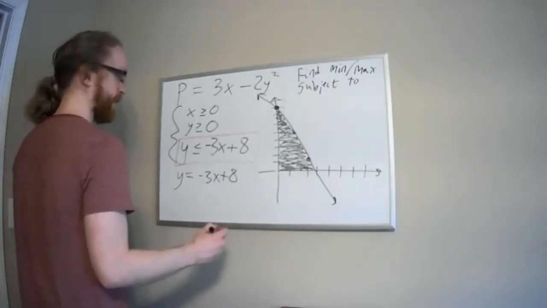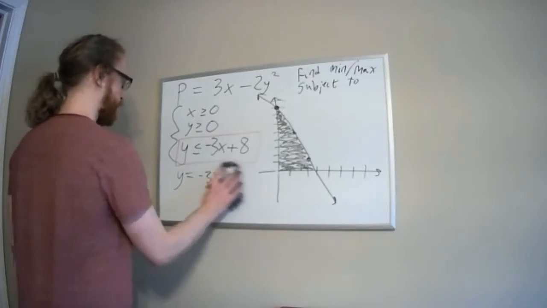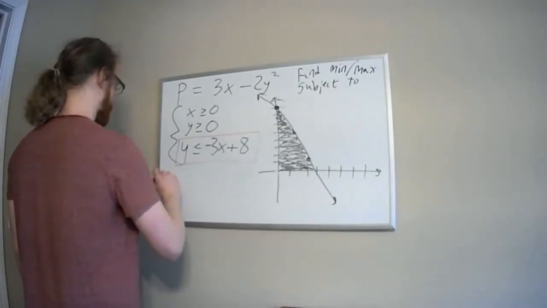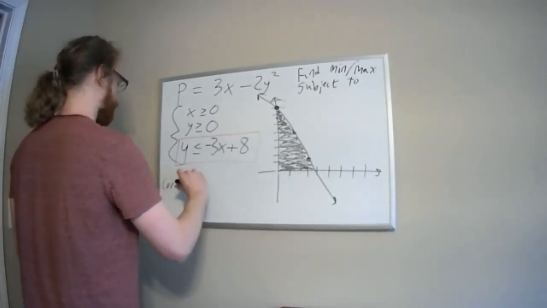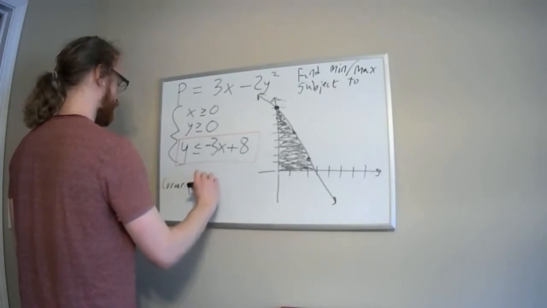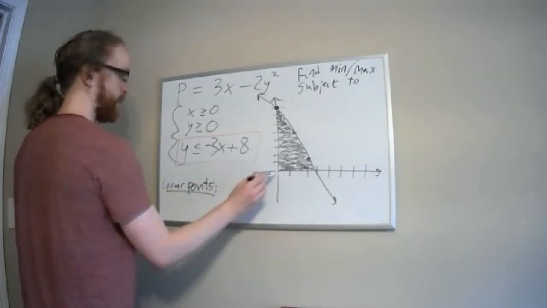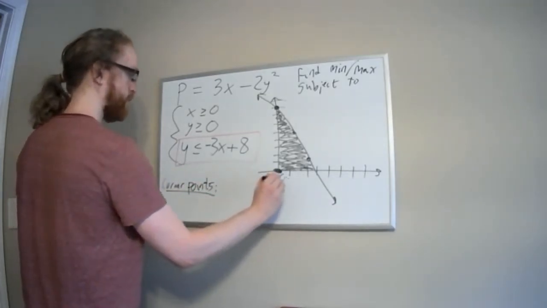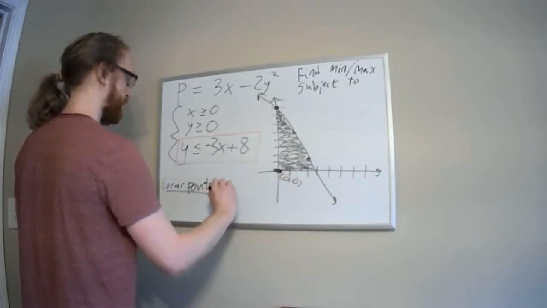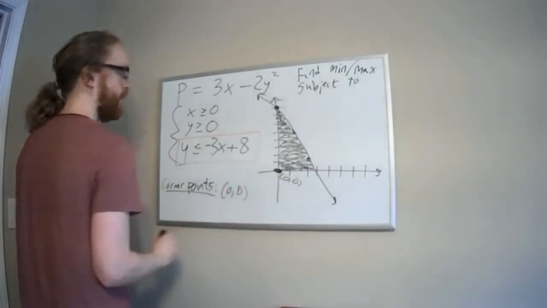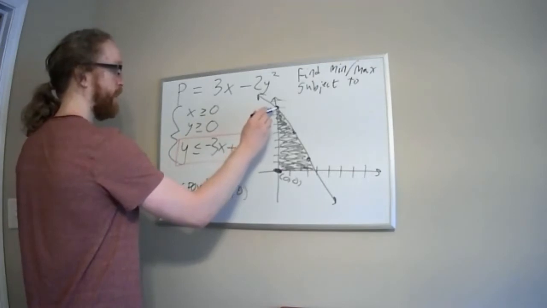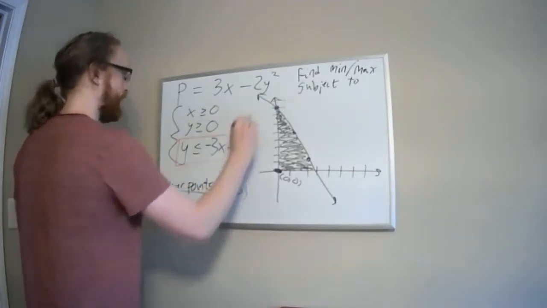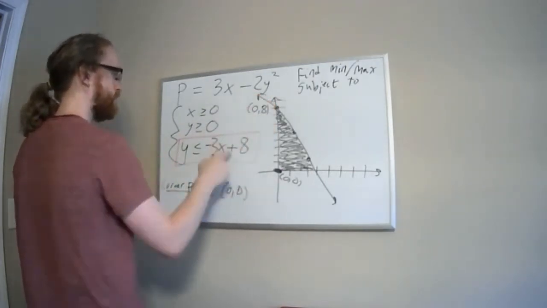And now I just have to ask where the corner points are. Two of them are sort of obvious from the drawing and how we set it up. I know I have the origin, 0, 0. That's one of my corner points. Another one is this y-intercept. I know this one too. That's 0, 8, because it's the y-intercept of this line that I graphed.